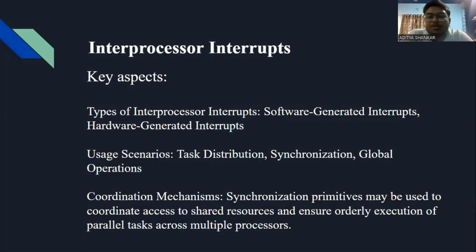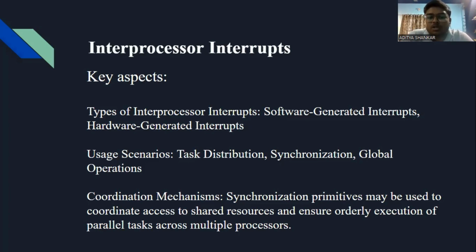There are types of interprocessor interrupts. These are again just simple things. Software generated interrupts: when the software being executed in one processor interrupts the execution in another. That is software generated interrupts. Similarly, in hardware generated, whenever a hardware interrupt is generated in one processor to stop the execution of another processor, that comes under hardware generated interrupt.